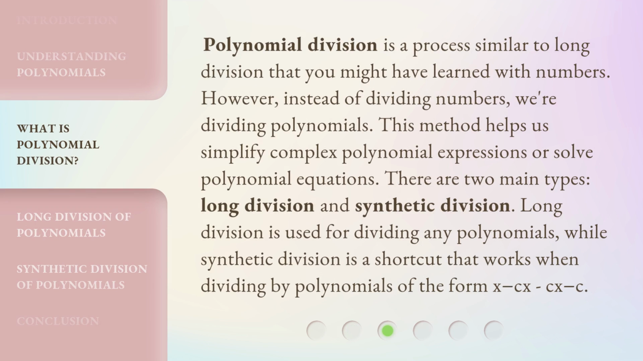Polynomial division is a process similar to long division that you might have learned with numbers. However, instead of dividing numbers, we're dividing polynomials. This method helps us simplify complex polynomial expressions or solve polynomial equations. There are two main types: long division and synthetic division. Long division is used for dividing any polynomials, while synthetic division is a shortcut that works when dividing by polynomials of the form x minus c.